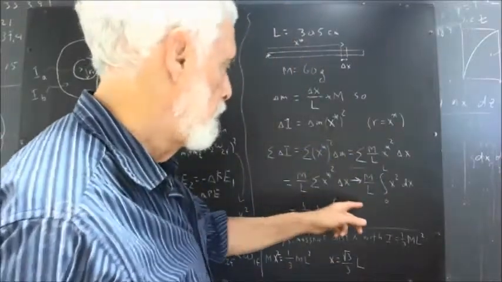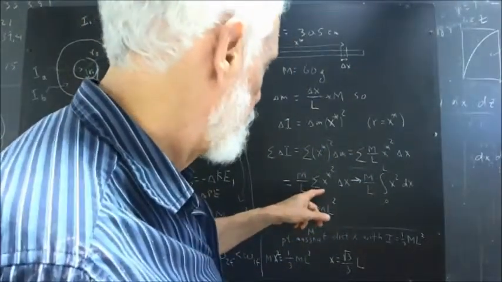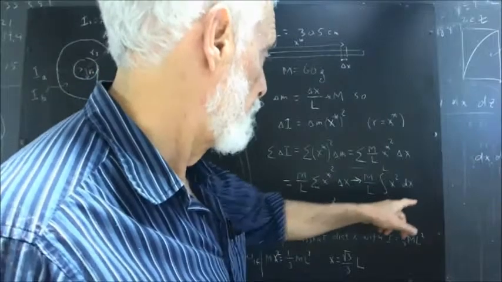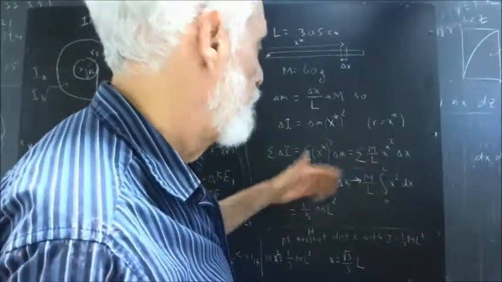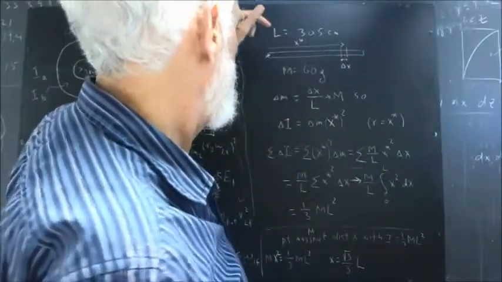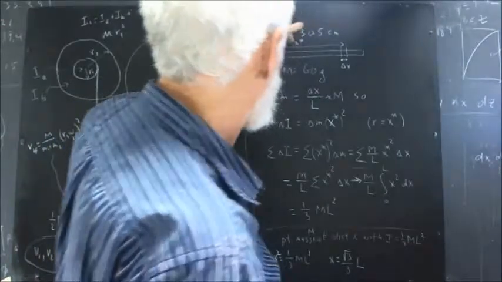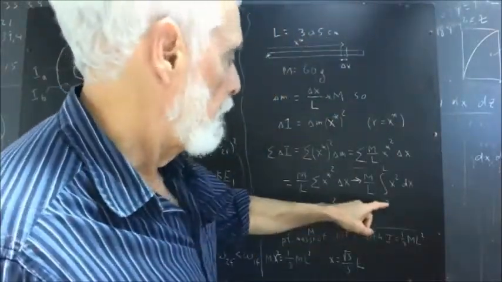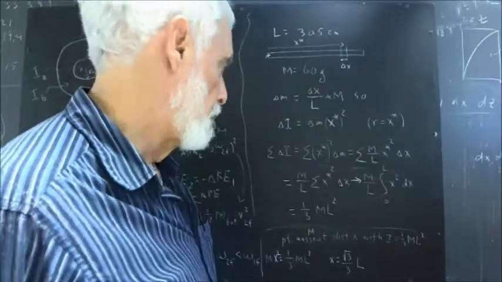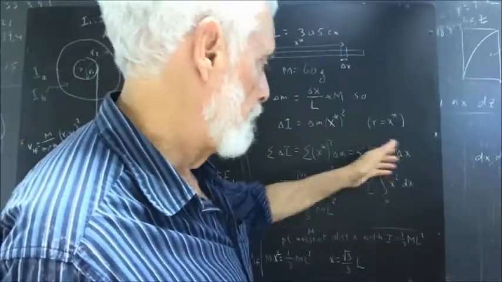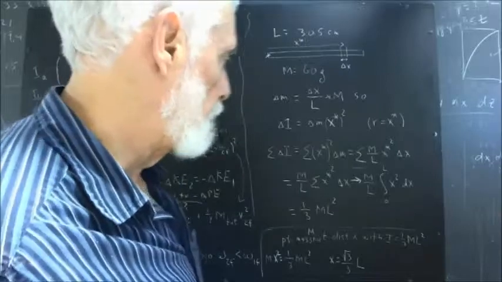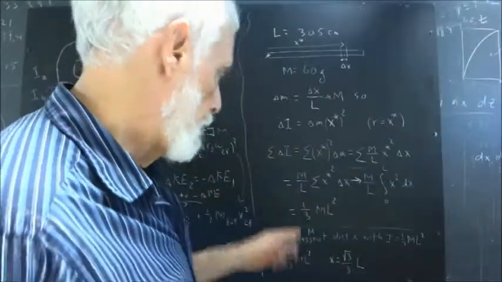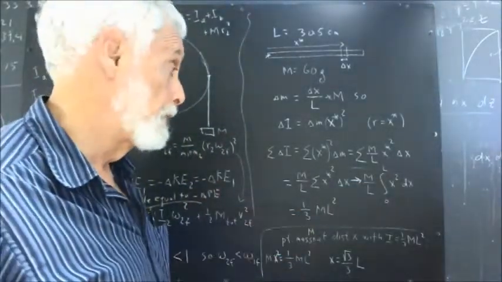m over L times the integral of x squared dx. And the limits on the x stars are 0 to L, so the limits in the integral will be from 0 to L. So we have m over L times the integral from 0 to L of x squared dx, and it's very easy to do that integral. You get 1/3 m L squared.